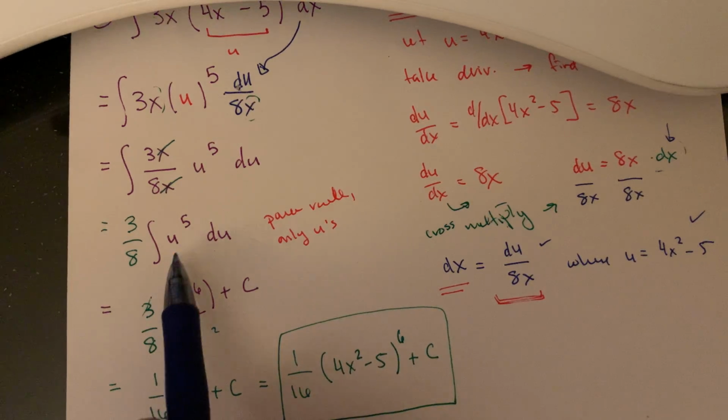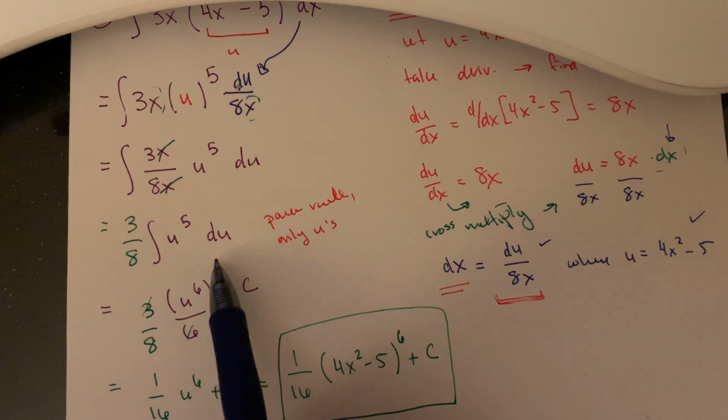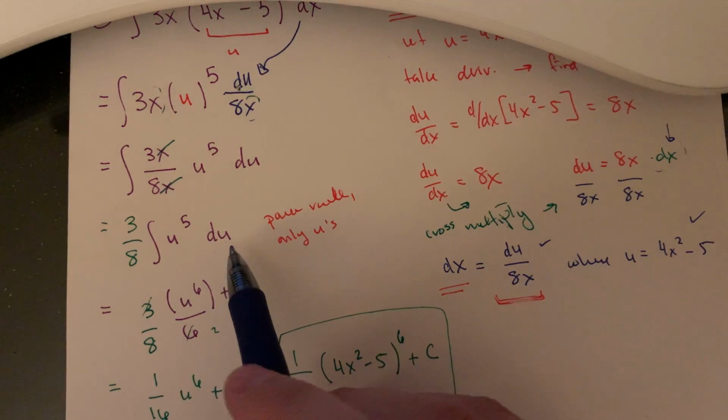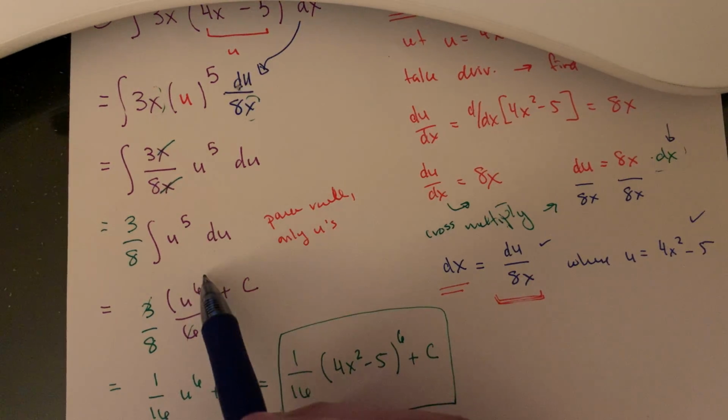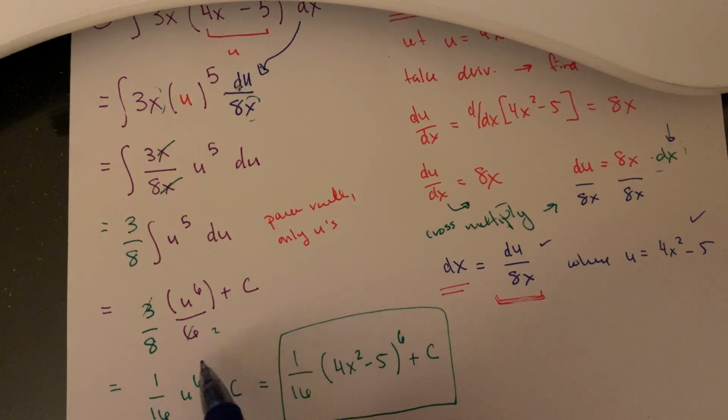Then this is the integral of u to the 5. Power rule on that. So now that it's u to the 5, and the integral is with respect to u, it's u to the 5, and this is du. 5 plus 1 is 6. Divide by 6. A little cleanup, 3 and 6 would leave this at 2. 2 and 8 would be 16. 1 over 16, u to the 6 plus c.